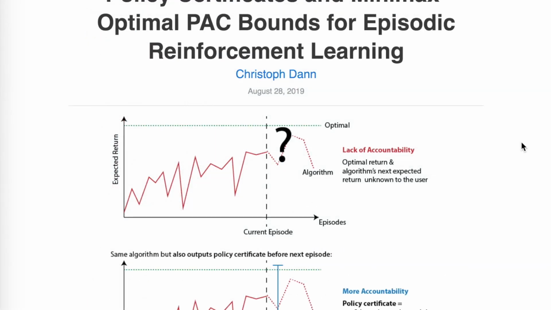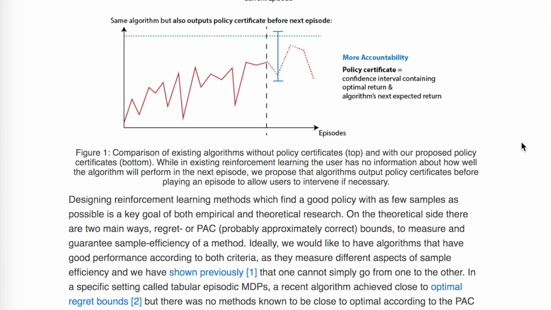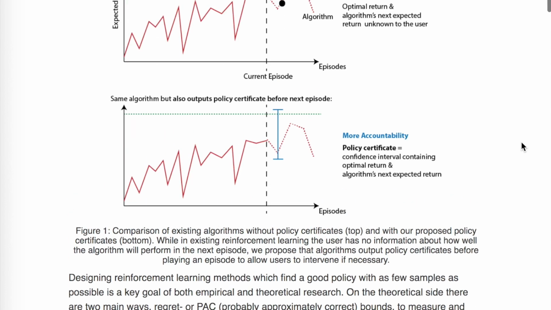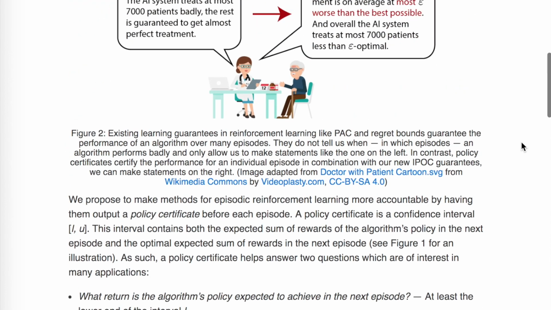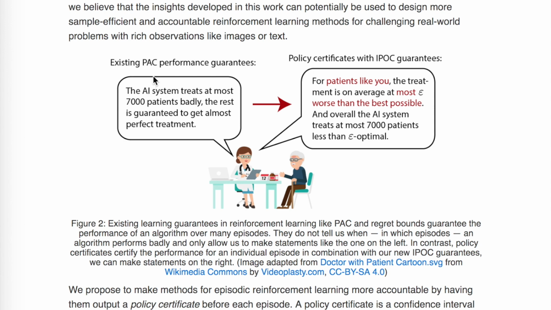From the Stanford AI Lab blog is an explanation of their work presented at ICML 2019 on policy certificates and the previous work on PAC bounds, probably approximately correct bounds, and things like, I think, regret bounds. Basically the idea, probably best shown in this image here, is that the existing probably approximately correct bounds say things like across many episodes they have these guarantees. They say the AI system treats at most 7,000 patients badly, the rest is guaranteed to get almost perfect treatment. But you don't really have any kind of bounds for individual episodes.